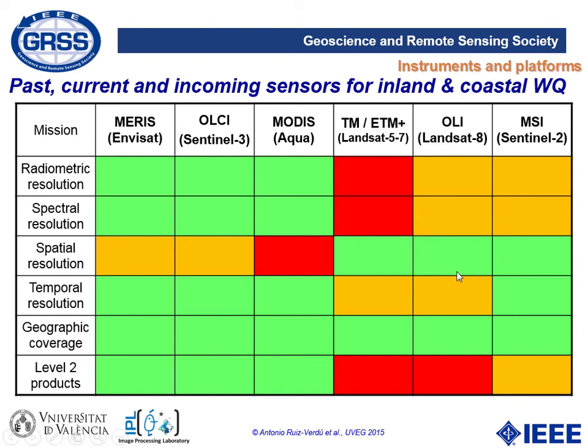Those are very good in terms of spatial resolution, so they can be used to study smaller water bodies. On the other hand, they don't normally produce level 2 products for water, and the temporal resolution is not as good, especially in the case of the Landsat satellite, which is 16 days, in contrast with the 5 days when Sentinel-2 is fully operational, or the 1 or 2 days of MODIS or OLCI.